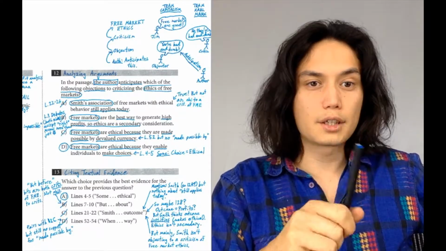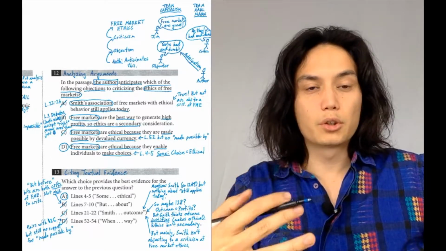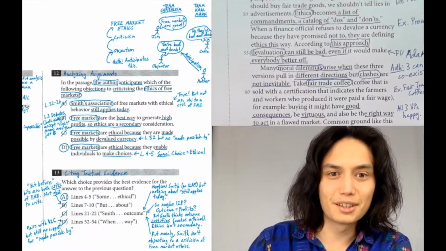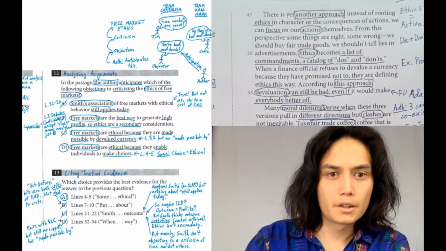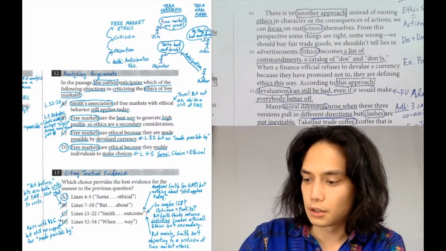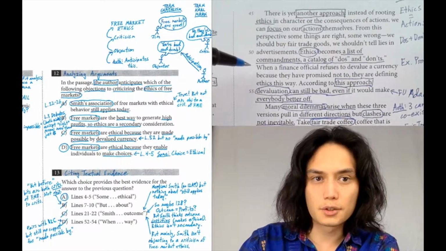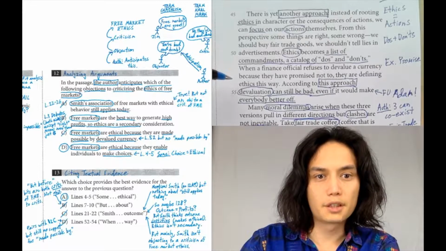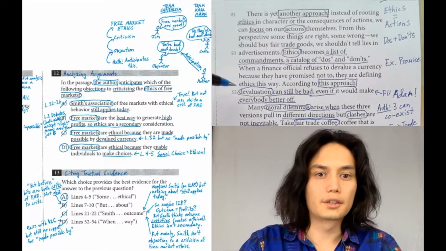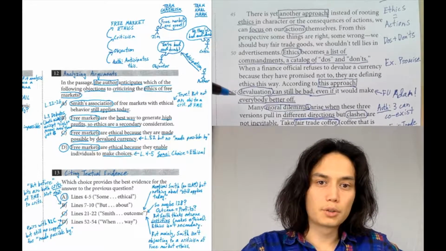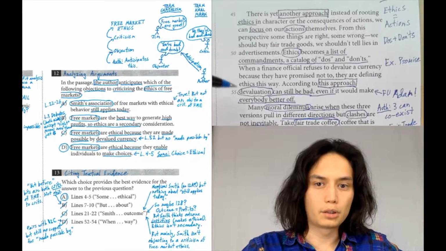Now, devalued currency, that's a buzzword. You might remember that word from your read-through of the passage. It happens on line 52. Here, all right, it happens right here. When a finance official refuses to devalue a currency because they have promised not to, they are defining ethics this way. According to this approach, devaluation can still be bad, even if it would make everybody better off.